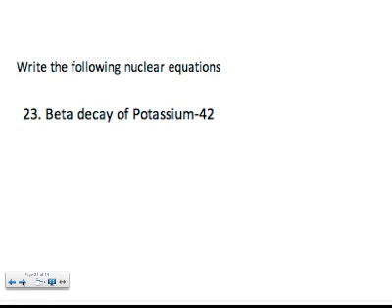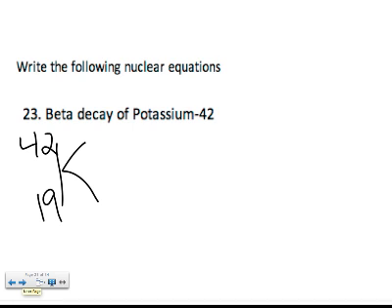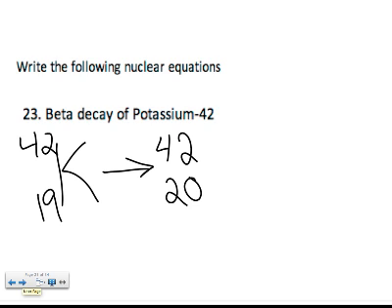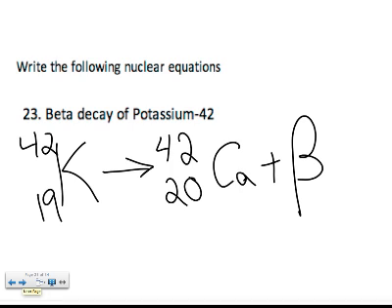Okay, beta decay equation for potassium. Potassium is a symbol K, and it's potassium-42. Look up the periodic table, it's element number 19. Remember, beta decay, you're adding a proton and taking away a neutron. So you increase the atomic number, you do not change the mass, and you have to look up that new element, which in this case is calcium, and then there's always the beta particle that goes with it.